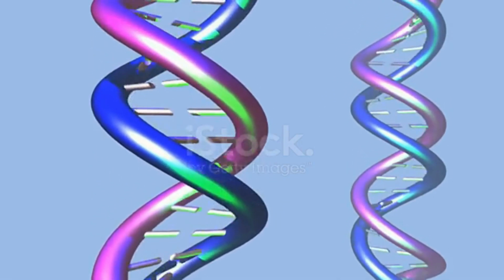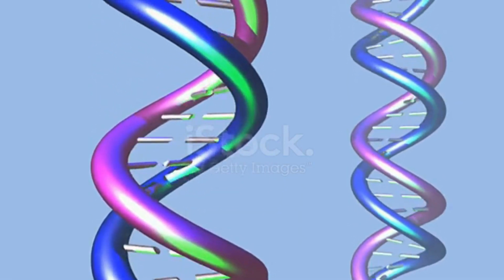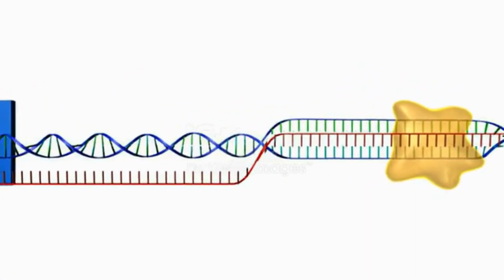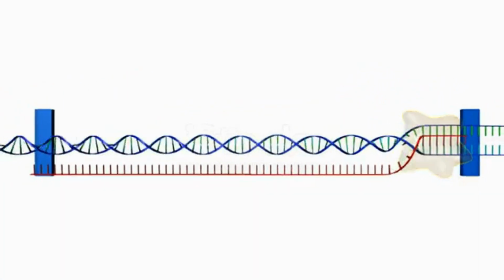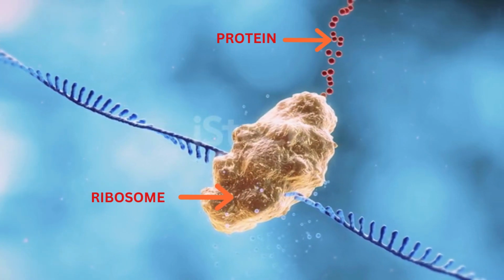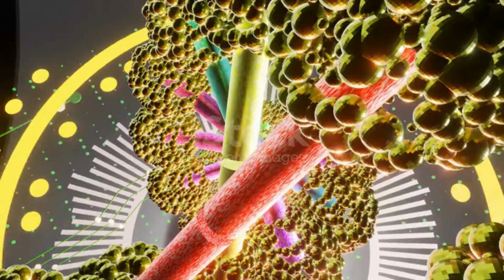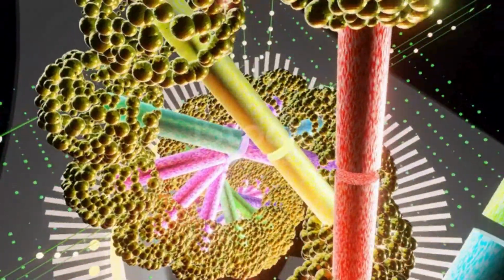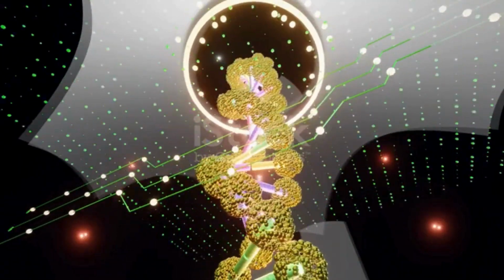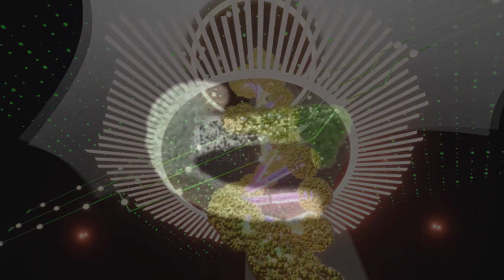The virus carries its own enzymes, like DNA polymerase, to replicate its genetic material. The viral DNA is also transcribed into mRNA, which is then translated by the host cell's ribosomes into viral proteins. These proteins include the structural components of the virus and enzymes that help in the replication process. With the DNA replicated and proteins produced, the virus is ready to assemble new virions.